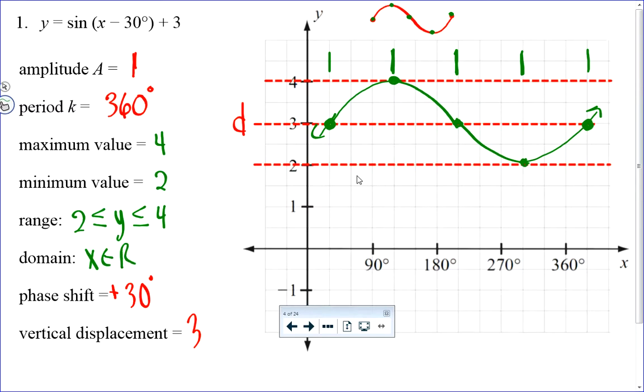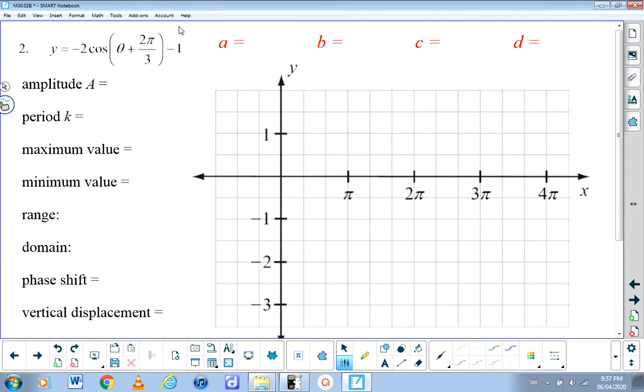So what we're going to do now is move on to the next example, which is a little bit more complicated because there are going to be stretches involved. All right, let's take a look at example 2. What I want you to do is take a look at the equation y equals -2 cosine brackets theta plus 2 pi over 3, then minus 1.